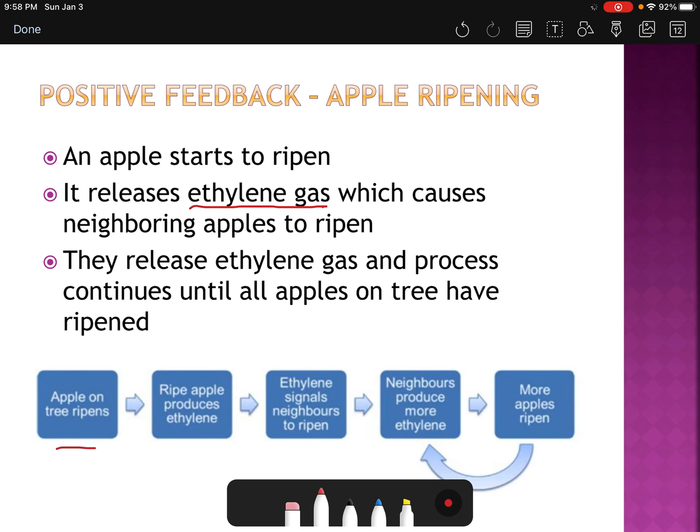So here you have an apple that ripens on a tree. It produces ethylene, and it signals any neighbors around it, so any apples right next to that apple are going to start to ripen. Well, guess what? The neighbors produce more ethylene. That causes more apples to ripen, and then they cause their neighbors to produce more ethylene, and it just keeps going and going in this cycle until all the apples on the tree have ripened.